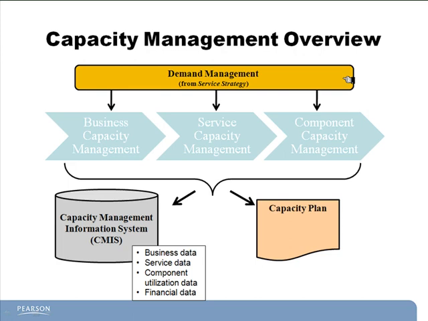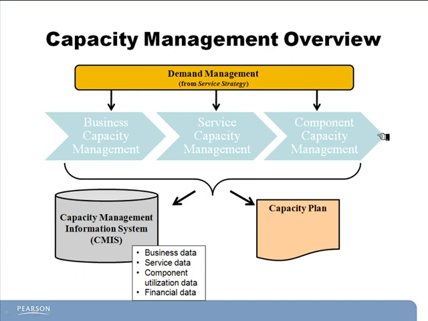With this demand data, we then have three sub-processes to capacity management. First, we have business capacity management, which simply makes sure that we understand what the future business requirements for capacity are. Then we have service capacity management, which helps us determine how our IT services are using capacity. Lastly, we have component capacity management, which identifies and understands the capacity of individual IT components.